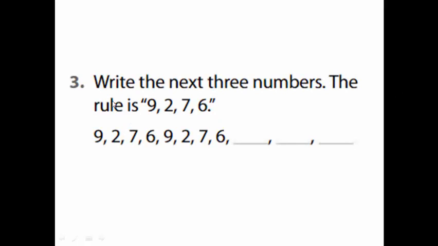So for another example right here, we have this question. Write the next three numbers. The rule is 9, 2, 7, 6. Let's continue together. 9, 2, 7, 6. So next one, 9, 2, 7. Yes, they are the next three numbers.